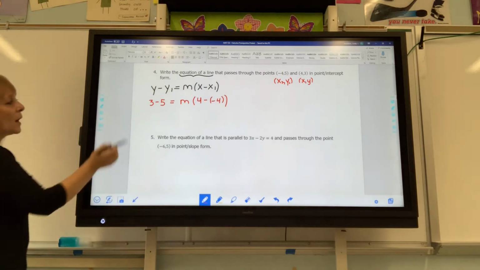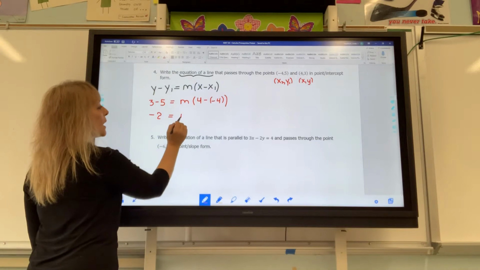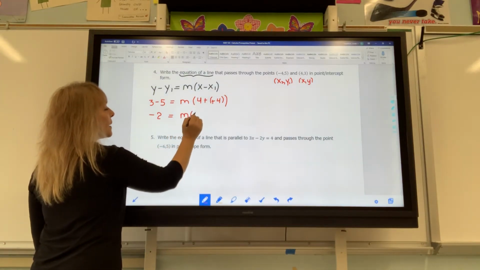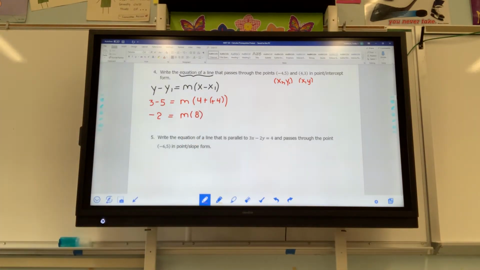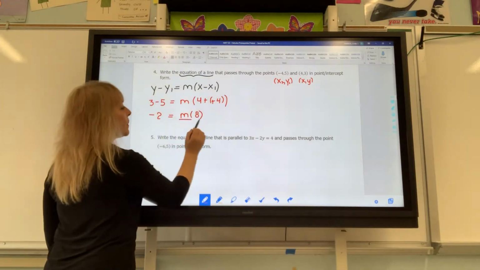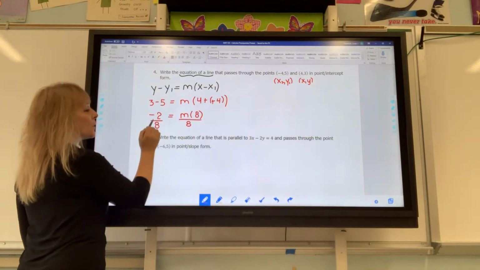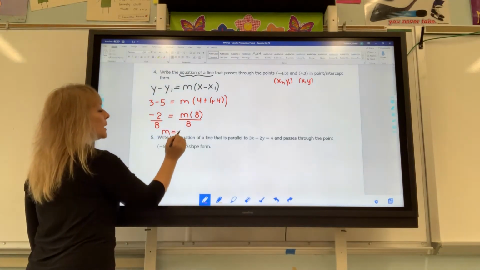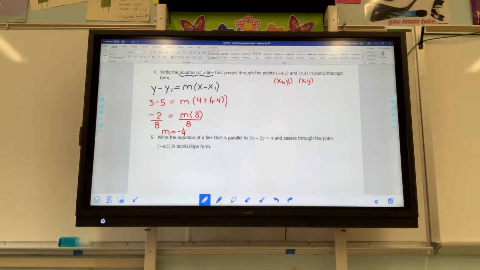So usually the negative numbers I'll put in parentheses. On the left-hand side, the subtraction gives me -2. And on the right-hand side, please remember, this becomes plus a positive, so it's m times 8. And in the end, in order for me to solve for m, you just have to divide both sides by the number 8. Now that fraction reduces to lowest terms, and your answer is m equals -1/4. And they didn't ask for just the slope. They want the equation of the line.